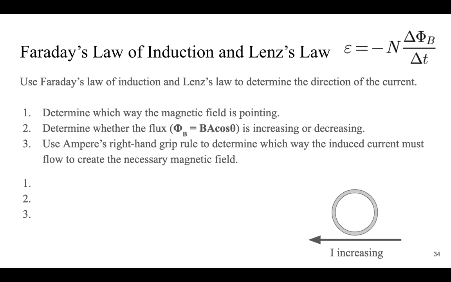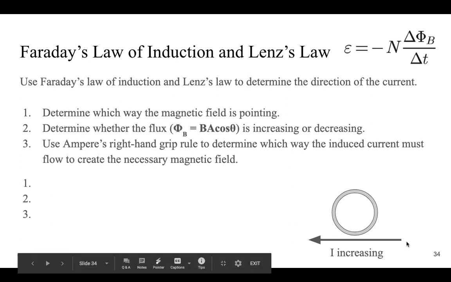So let's get some more practice using Faraday's law and Lenz's law. Down here we have a loop of wire, and we have a current passing underneath it right to left, and the current is increasing. So we need to figure out which way the magnetic field is pointing. Do your grip rule.